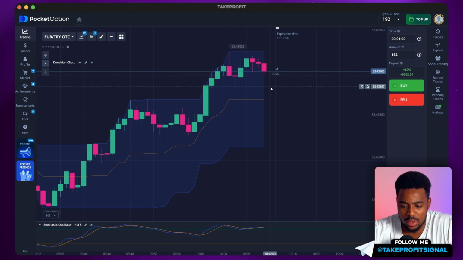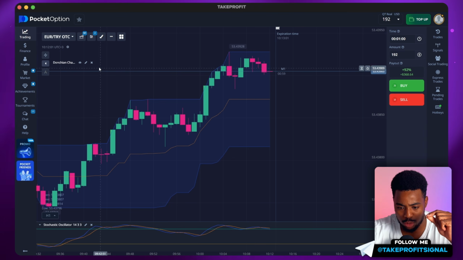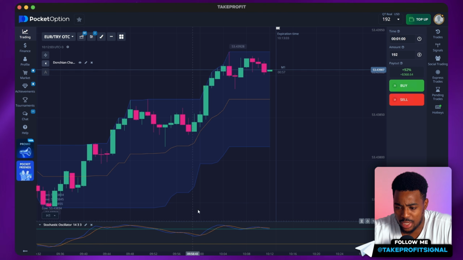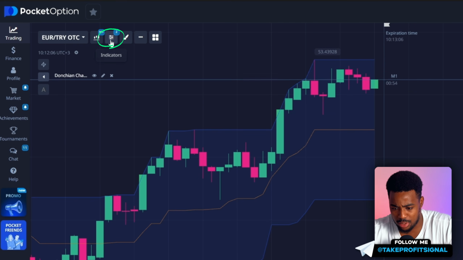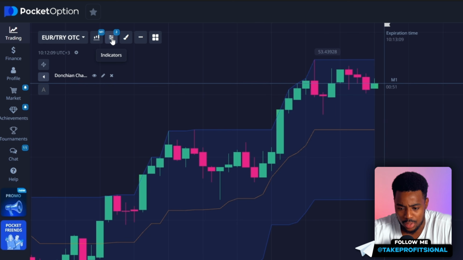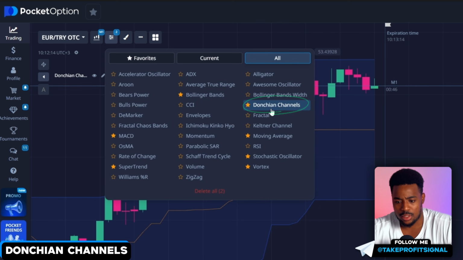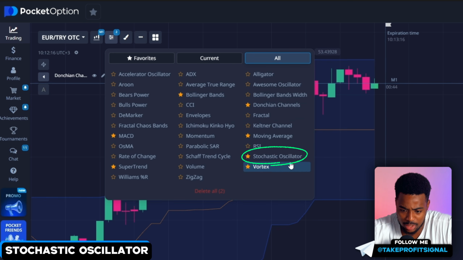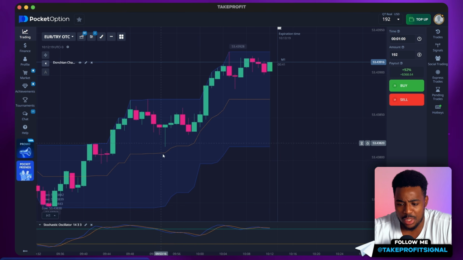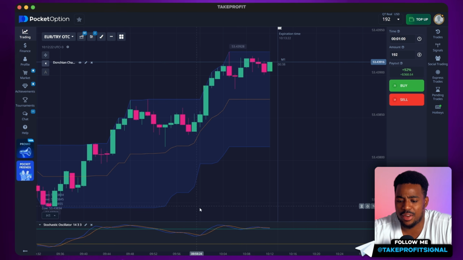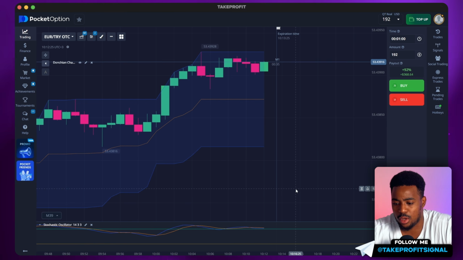So before opening the next trade, let's add 2 indicators to the chart. To add the same indicators as mine, we need to go to the indicators section in the upper left corner. Here we choose 2 indicators. The first is Donchian channels and the second is Stochastic Oscillator. The relationship between these indicators gives us a perfect system that works 90% of the time.